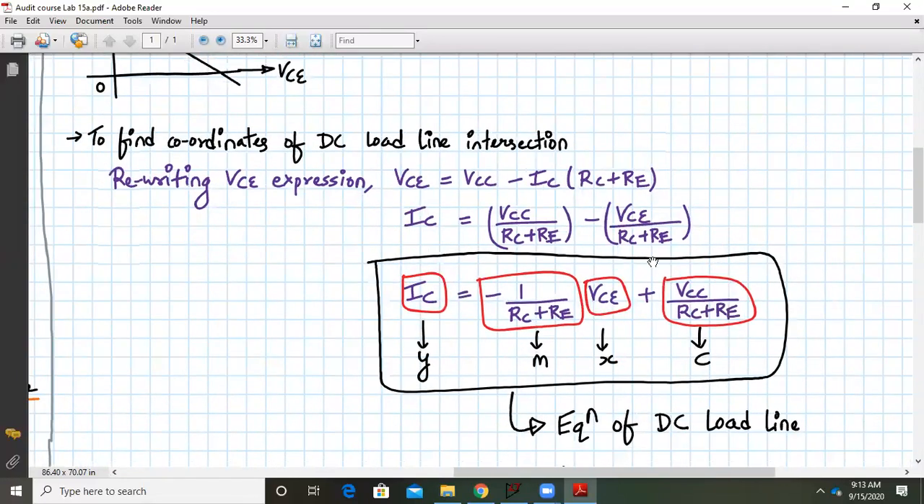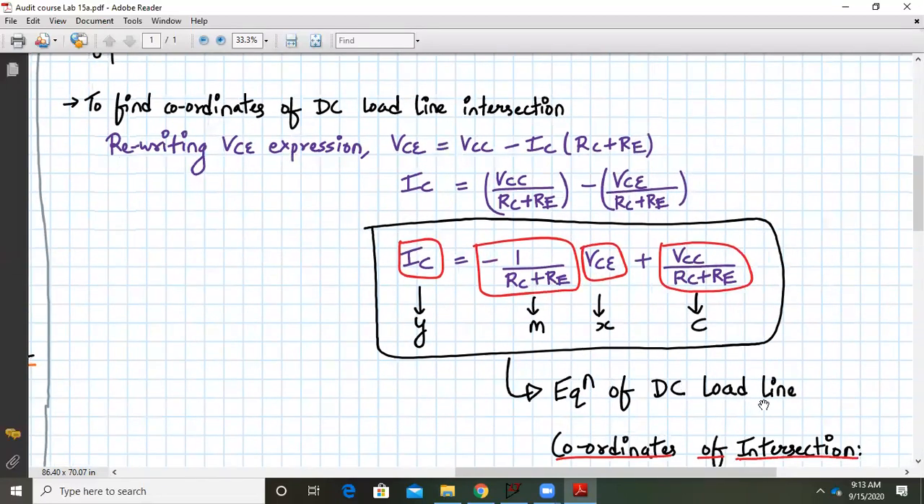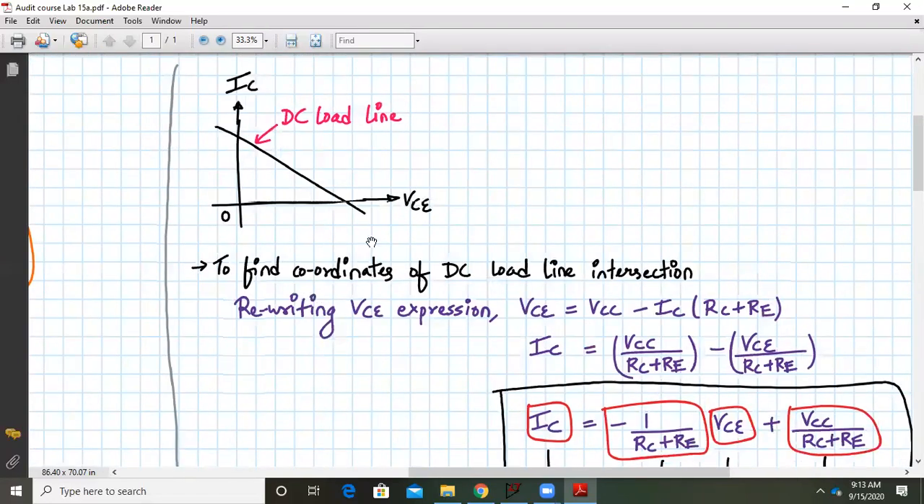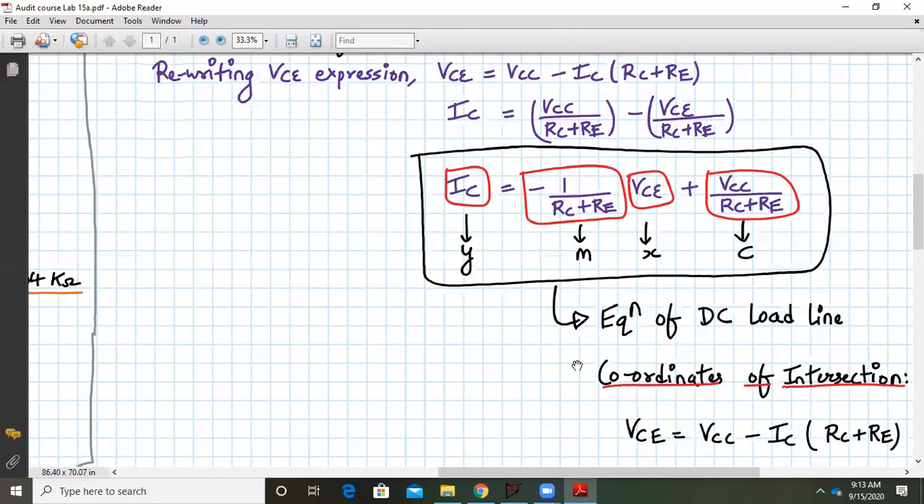If you can see carefully, this is voltage upon resistance, so this will be current, and this also will be a current. So this is the equation of my DC load line, in the form y is equal to mx plus c. Now we have to find the coordinates on the x-axis and y-axis. You will get 2 points, right? The x and y coordinate at this point and at this point. So how to determine that?